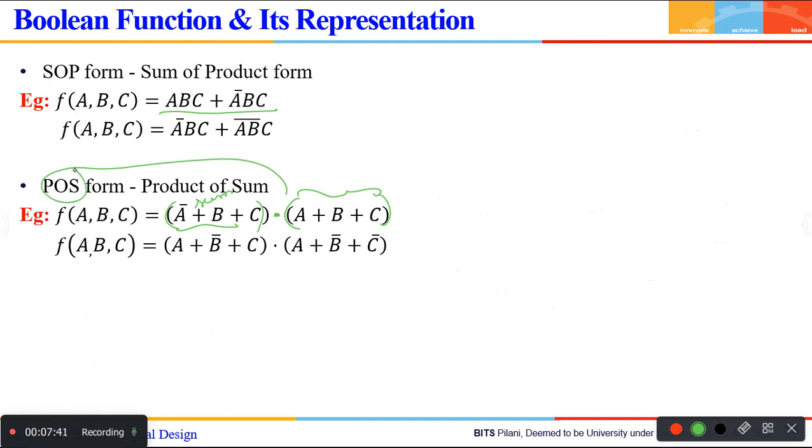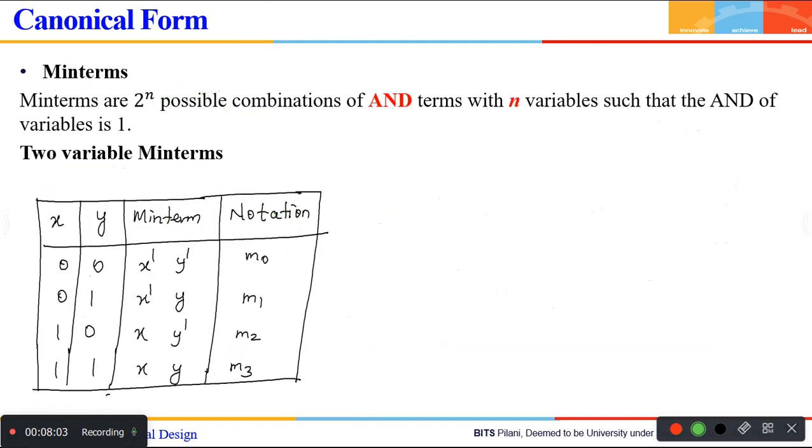And here it is sum of products. This is a product, this is a product, this is a product, and its sum. So we call it the sum of products. These are two forms of your Boolean function. Remember this, okay?